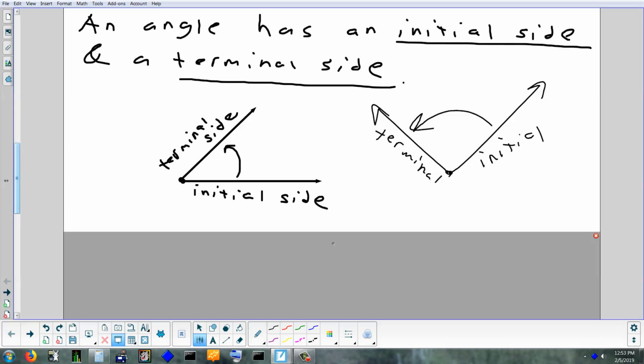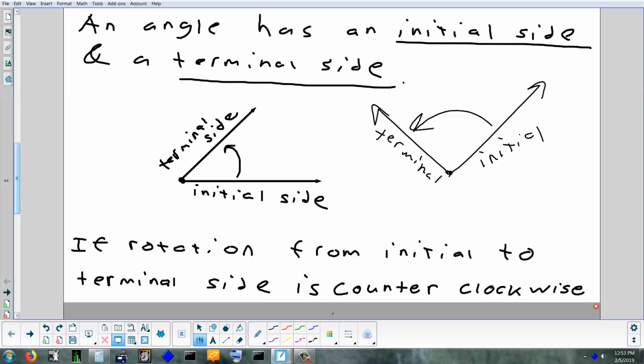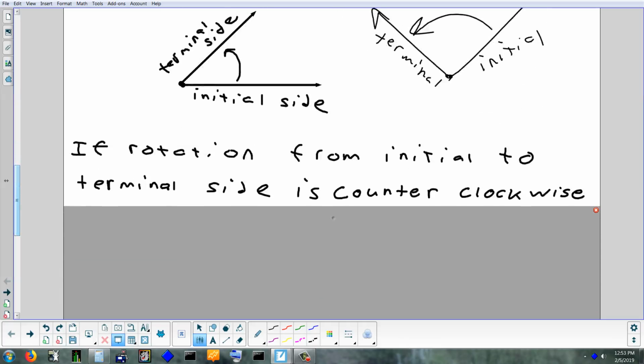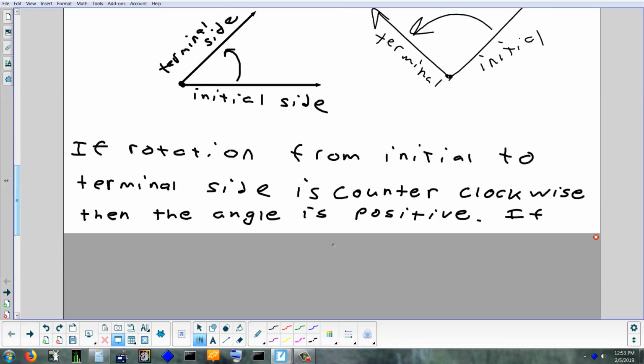Now, I specifically said counterclockwise because when you move between two rays, you have a choice. You could go inside, go counterclockwise, or you could go outside. Okay? Well, whether we go clockwise or counterclockwise basically controls whether or not you're looking at a positive or a negative angle. All right, so if you measure an angle going from the initial to the terminal side in a counterclockwise direction, that's a positive angle.